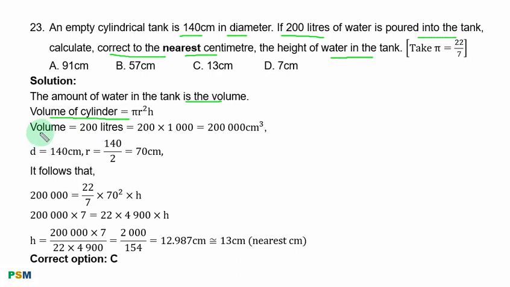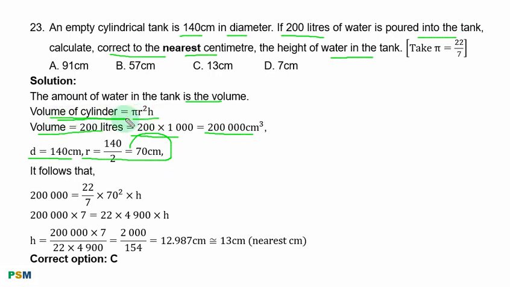The volume is given in terms of liters. You have to convert it to cubic centimeters by using 1000 to multiply it, and you have 200,000 cube centimeters. Diameter is equal to 140 cm. To get radius, divide diameter by 2 and you have 70 cm. We are to get the height.